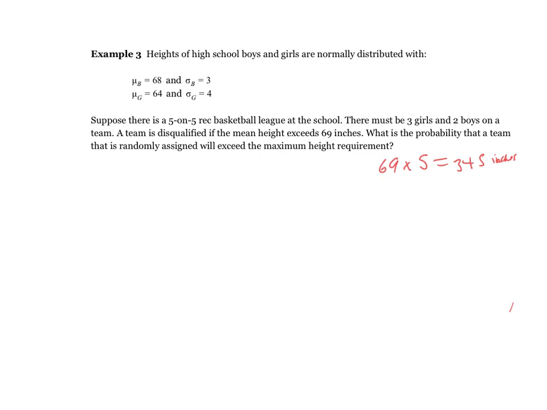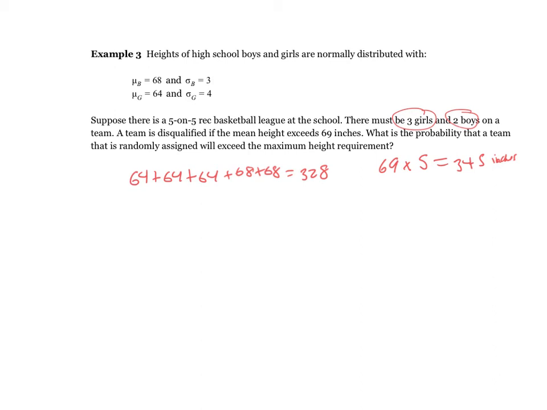Now let's make our team randomly. So 3 girls, each averaging 64 inches tall, would be 64 plus 64 plus 64. And then I have 2 boys, and they would average 68 and 68. So usually this will be the average height of a randomly selected team, which would be 328 inches. So the average team is going to be under the max, right? Underneath the 345. But every kid's not going to be exactly those heights. We have standard deviations involved here.